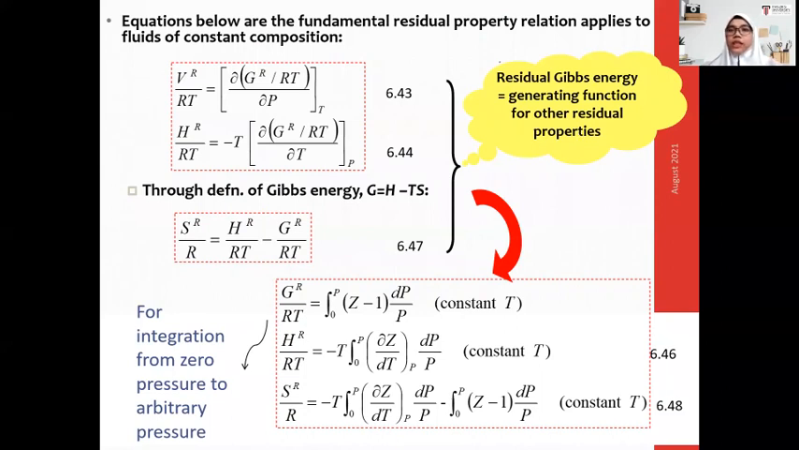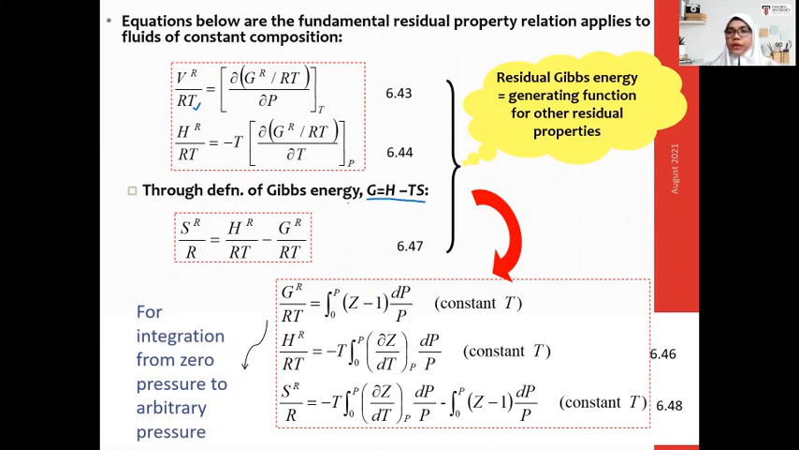Since the residual Gibbs energy is the generating function for the other residual properties, we may relate the Gibbs energy to other thermodynamic properties. For example, G equals enthalpy minus TS. Once we apply the Maxwell relation, VR over RT equals the partial derivative of GR over RT with respect to P at constant temperature. We can then get another expression for the residual enthalpy over RT using this expression.